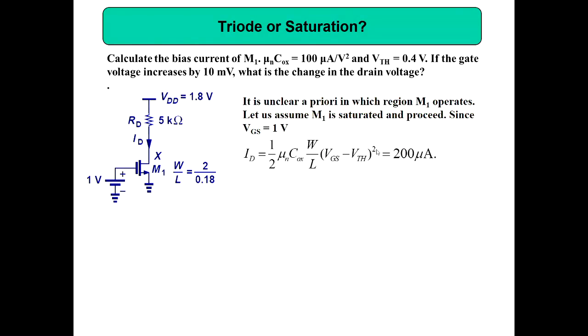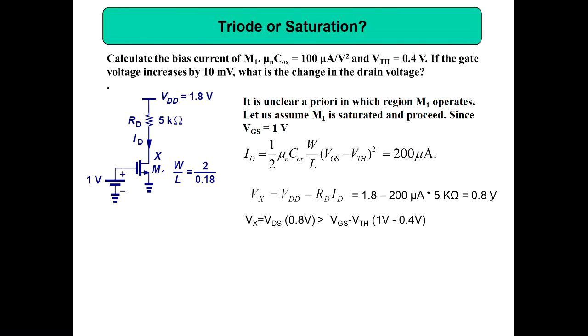Then ID is equal to half mu n COx, which is given, VGS we already know is 1 volt, and VTH is 0.4 volt. Substituting, you get 200 microamps, that is the drain current. Then we can find out VX, that is VD, which is VDD minus ID into RD. Substituting, you get 1.8 volt minus 200 microamps into 5 kilo ohm, that is your RD, equal to 0.8 volt. So you got VD, 0.8 volt.